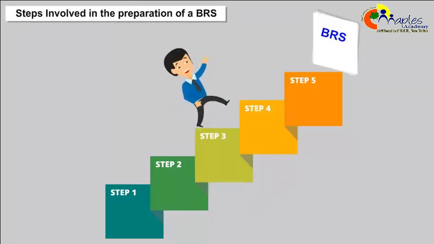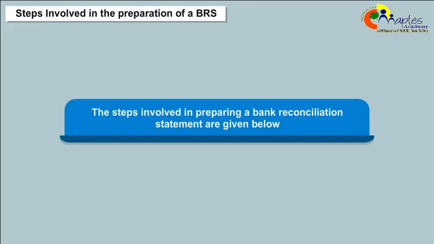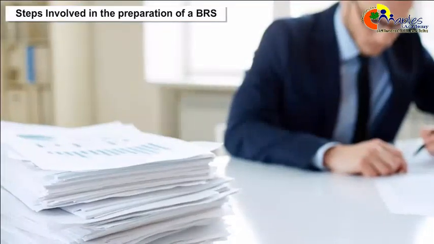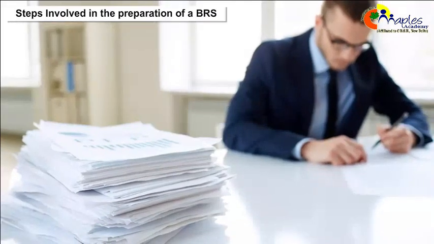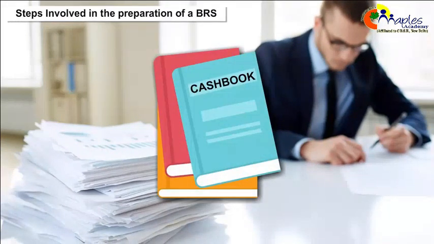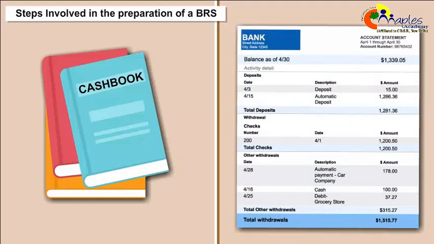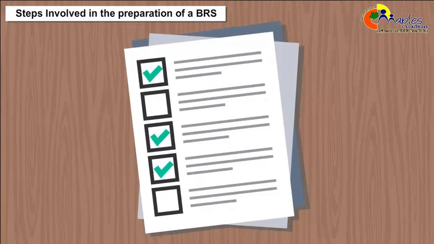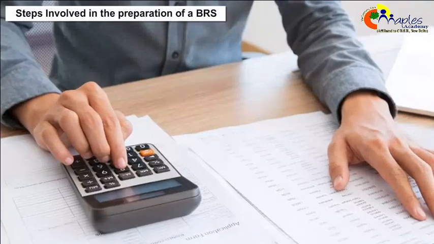Steps involved in the preparation of a BRS. The steps involved in preparing a bank reconciliation statement are given below. When the bookkeeper receives the bank statement, he has to first check all the entries in the cash book for that period against the bank statement. All items appearing in both the cash book and the bank statement will be ticked or check-marked. For items that are not ticked, the bookkeeper needs to know the nature and detail of each item.